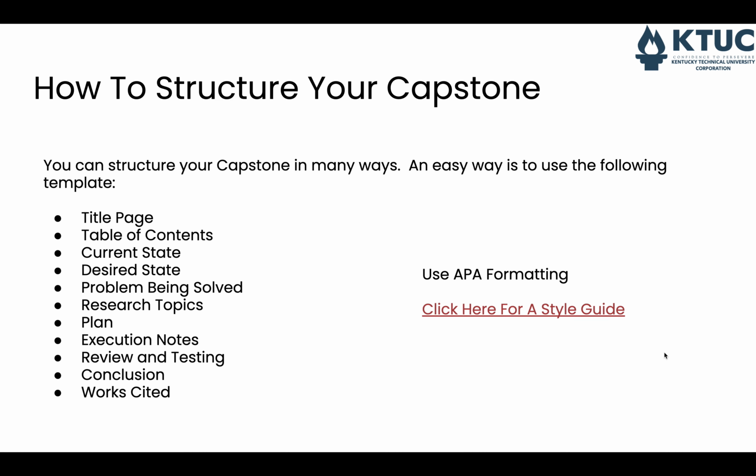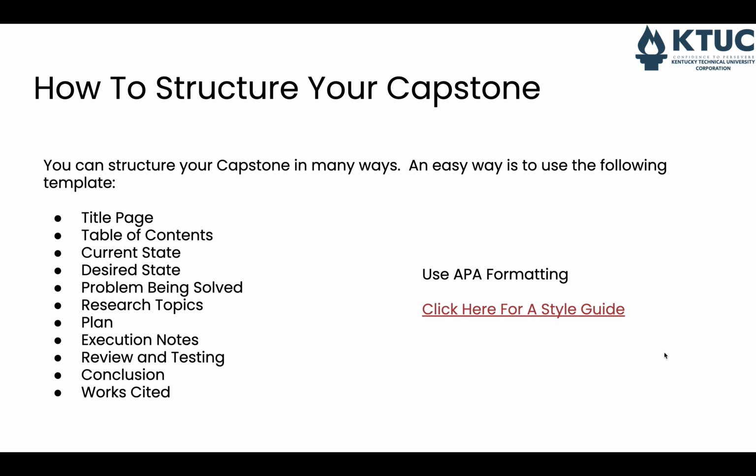Now, how are you supposed to structure your capstone project? There's not necessarily a prescribed way that you have to do it, okay? I would say that you need to do it in a way that makes the most sense for your project. With that being said, anytime there's a gray area, it's nice to have some kind of direction. So, direction, you're going to use APA formatting. There's a style guide for that.